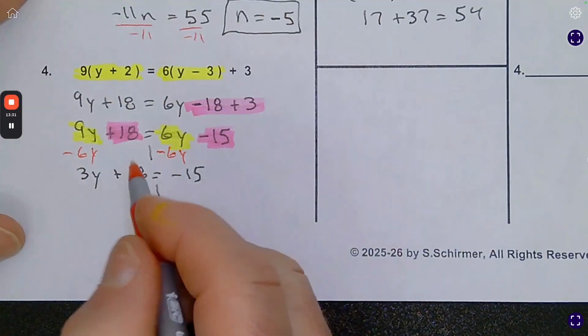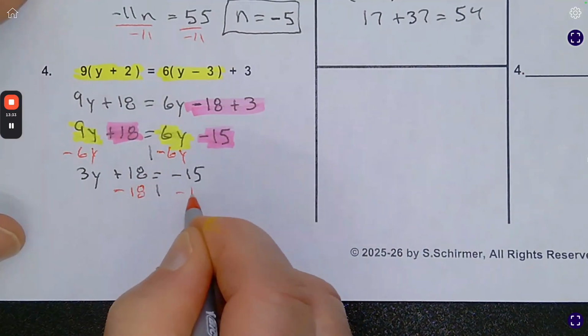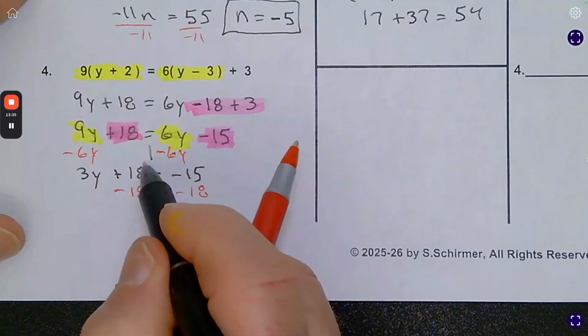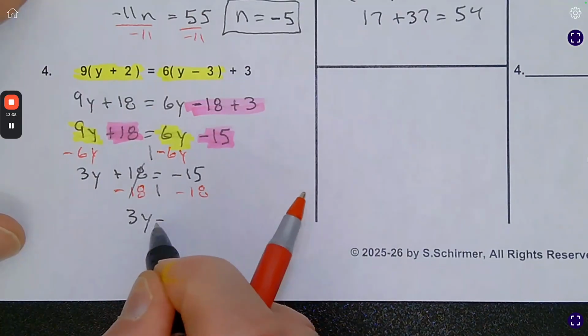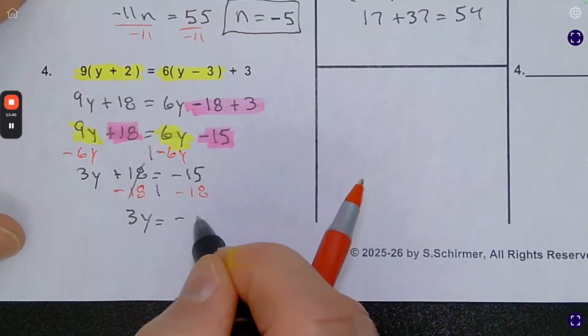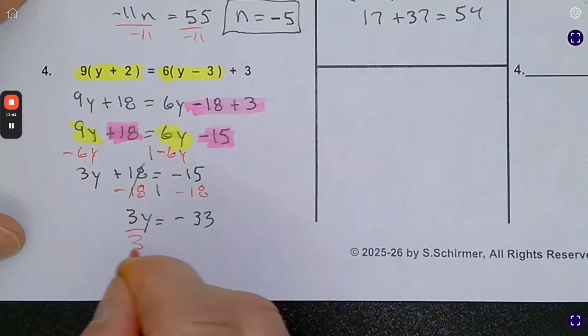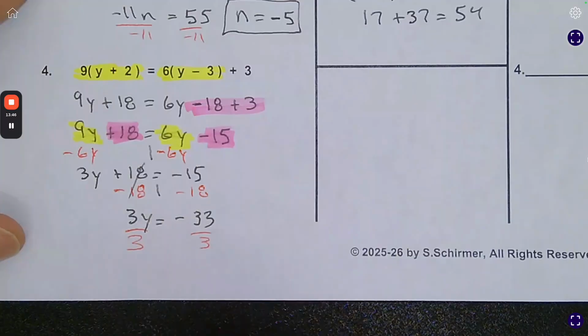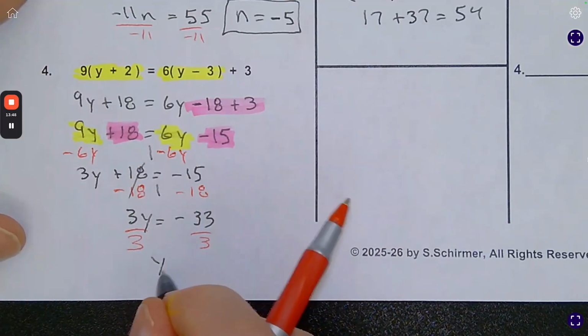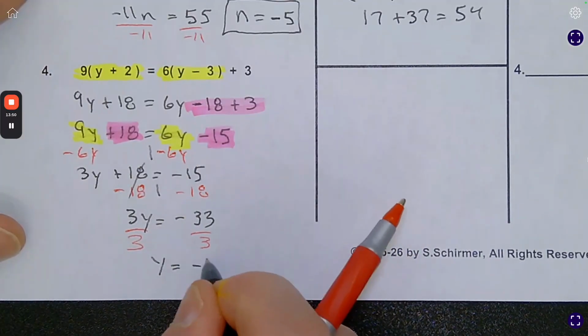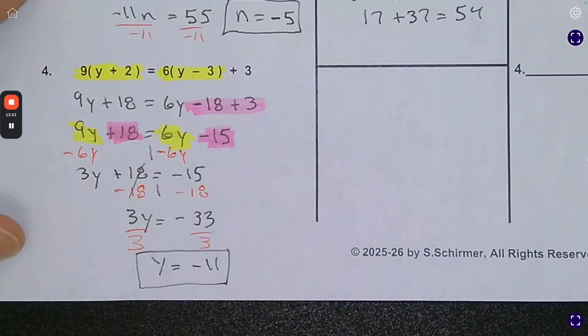Okay, now I'm going to do the inverse operation for plus 18. So I'm going to move this over, subtract 18, subtract 18. This goes to say, 3y equals negative 33. I heard you, thank you. Divide both sides by 3. And I get y equals negative 11. That's right.